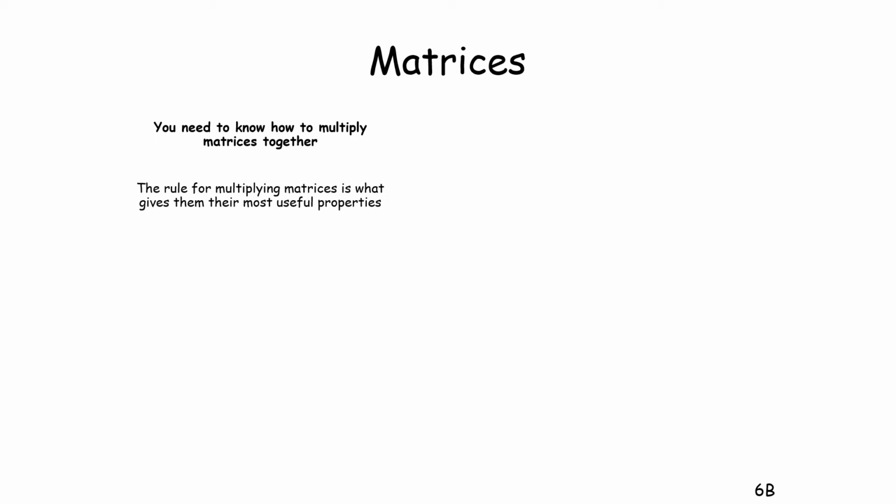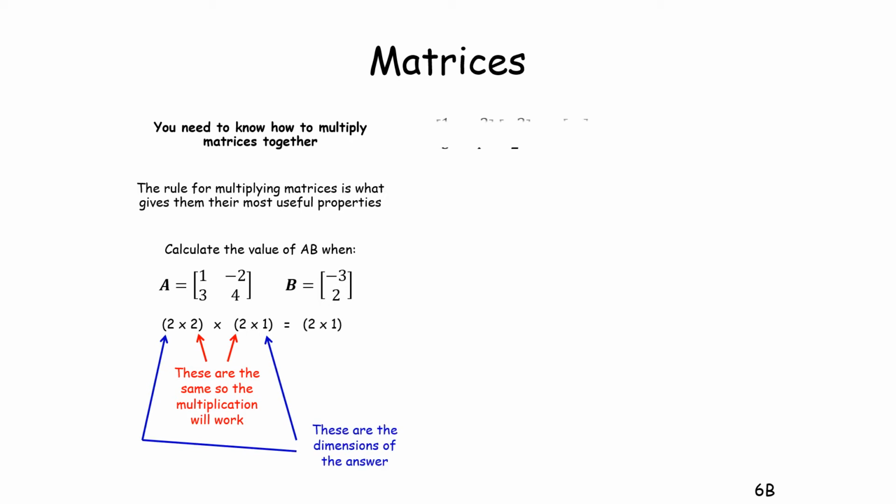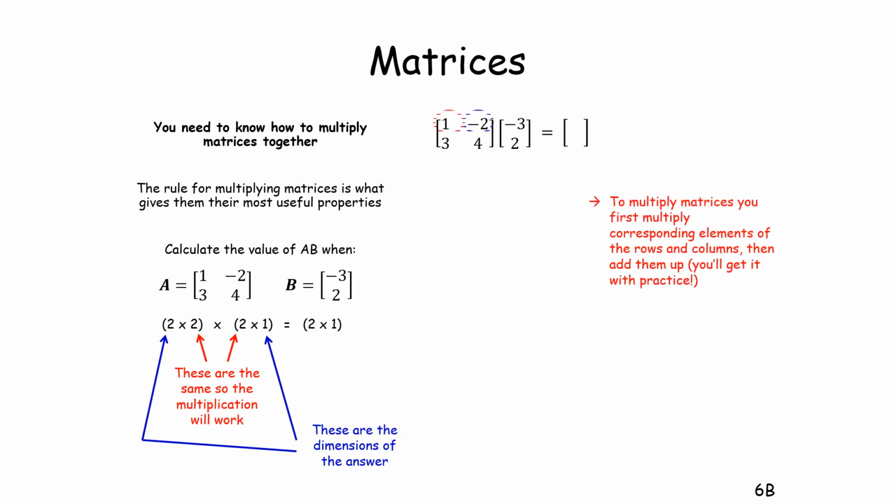So the rule for multiplying matrices, what gives them the most useful properties, we said. If we look at the value of A and B, this matrix A is 2 by 2, and matrix B is a 2 by 1 matrix. So these two are the same, so it will work.